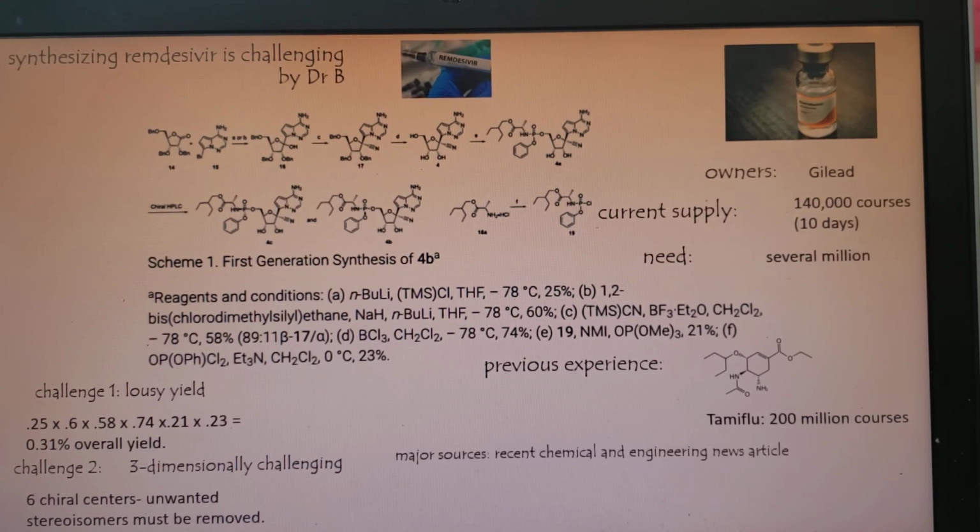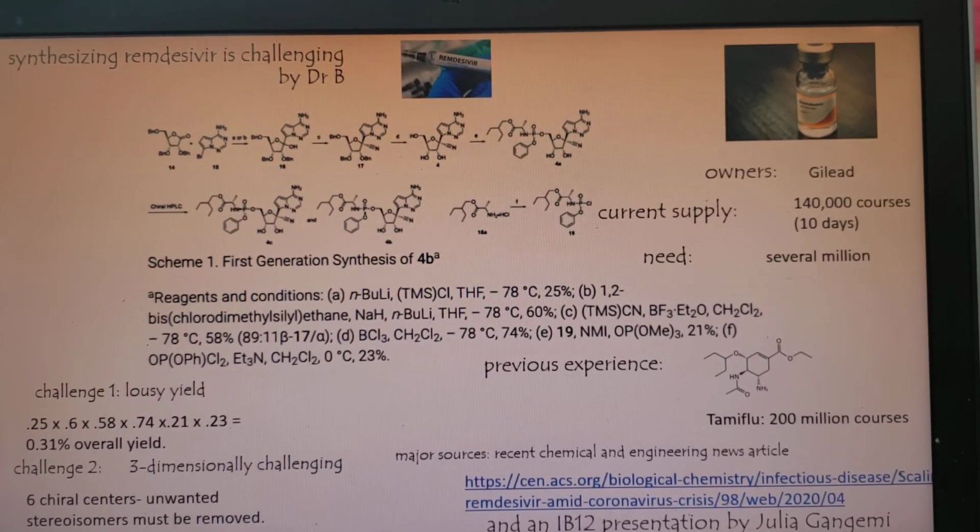My primary source for this was a recent article in Chemical Engineering News, and there's a link for it if you're interested. I also took advantage of an excellent presentation by Julia Gangemi on this subject also.